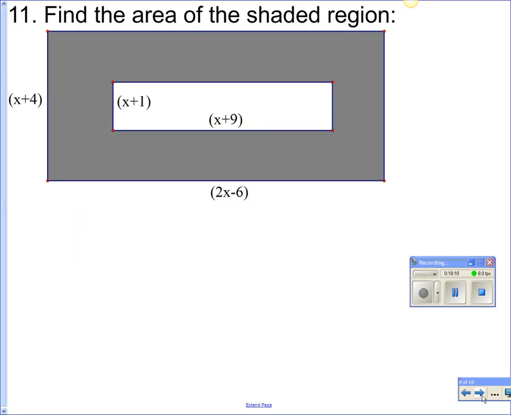Number 11 says find the area of the shaded region. To do that, I have to find the area of the big box, and then what do you think I have to do? Yeah. So here we go. Last 2. Stick with me here. Step 1. Yes. You don't have to copy the picture, just write this.